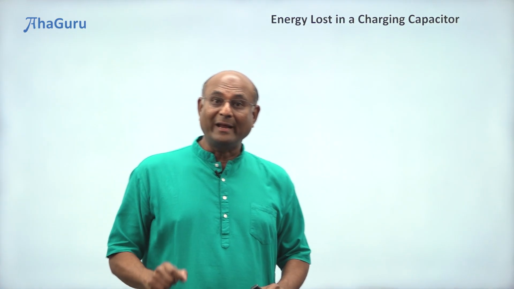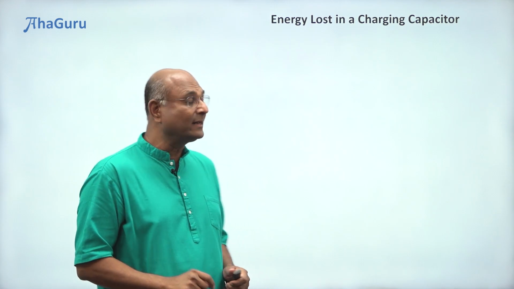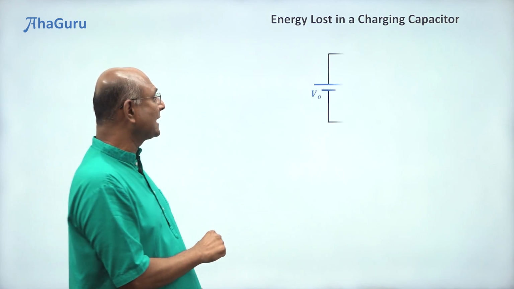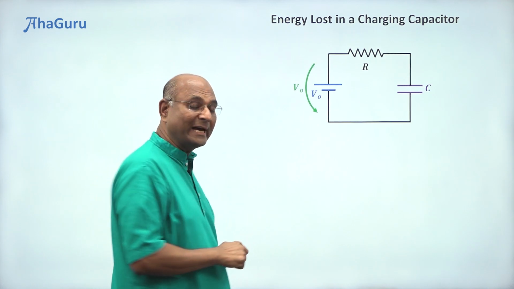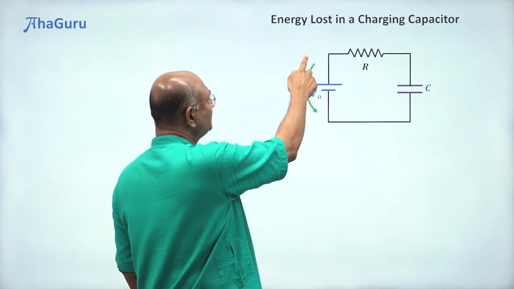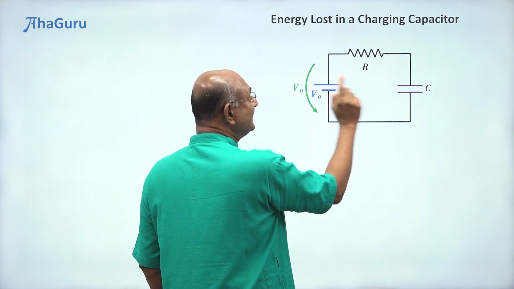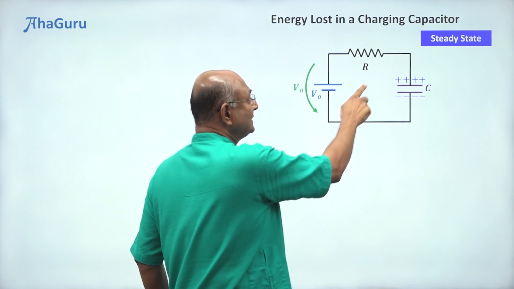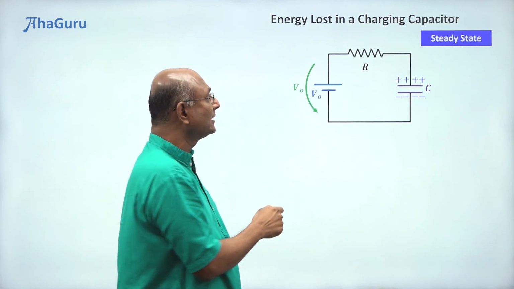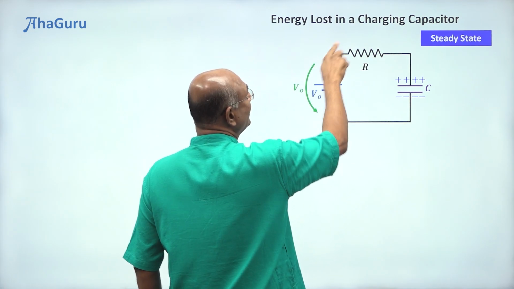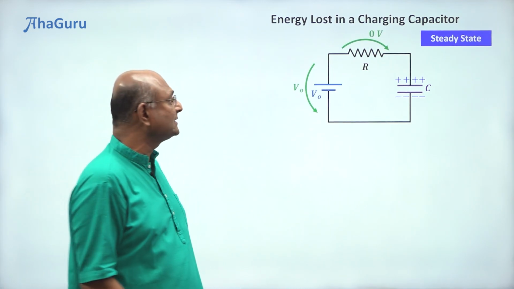Let us now calculate the energy that is lost as heat when we are charging a capacitor. I'm going to start with an uncharged capacitor and I'm going to charge it using this battery of EMF V0. So this potential drop is V0. Initially it was uncharged, but right now I'm looking at steady state. So in steady state, obviously this is charged and there is no current flowing into the capacitor, no current in the resistor. So the potential drop across the resistor is zero.